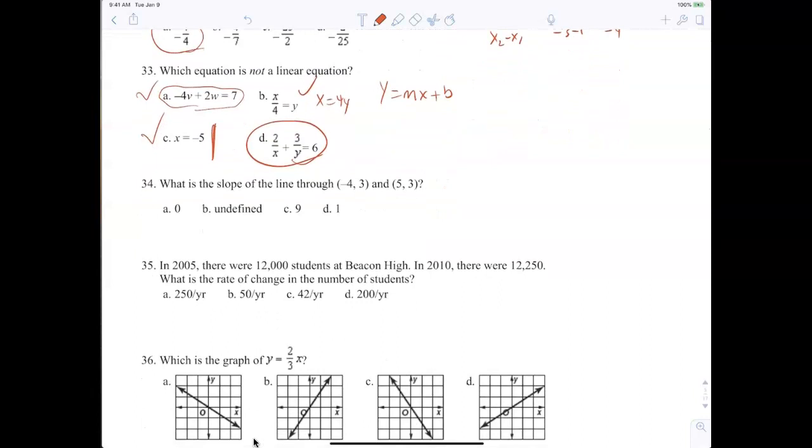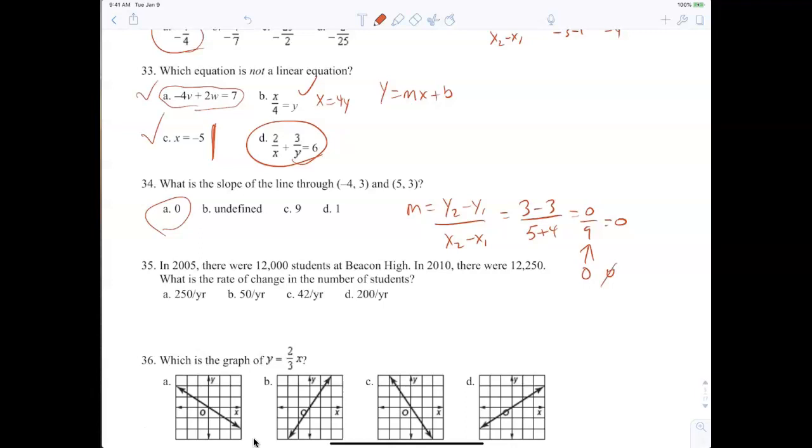For 34, back to slope. So M equals y2 minus y1 over x2 minus x1. 3 minus 3 over 5 plus 4, 0 over 9. Slope is 0. Don't forget if 0 is in the denominator, it would have been undefined.